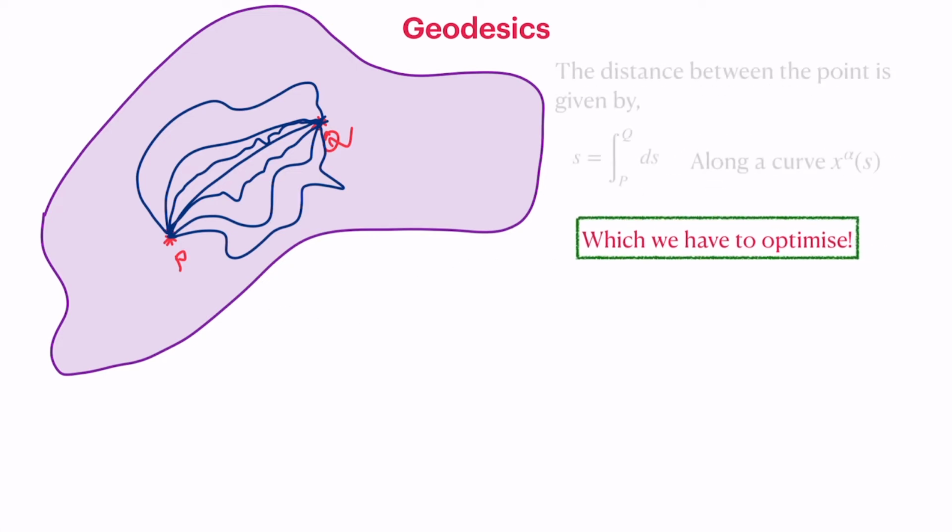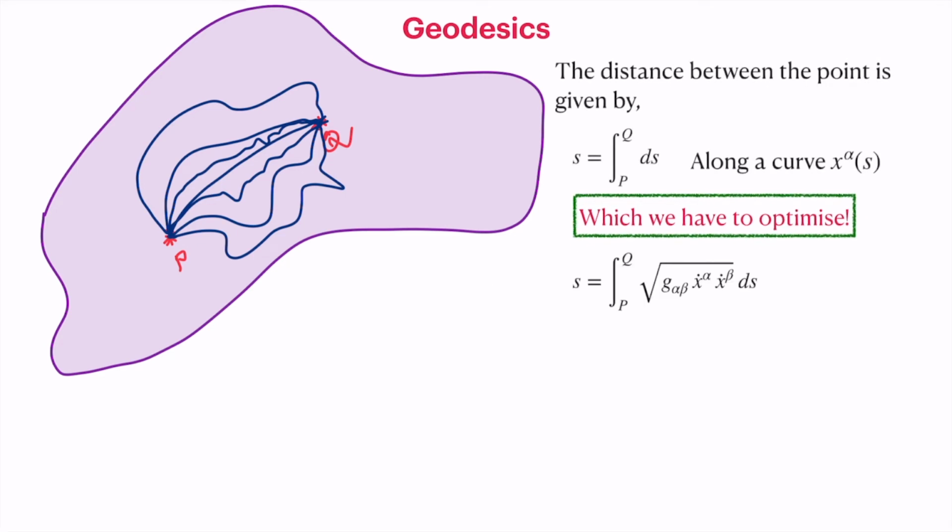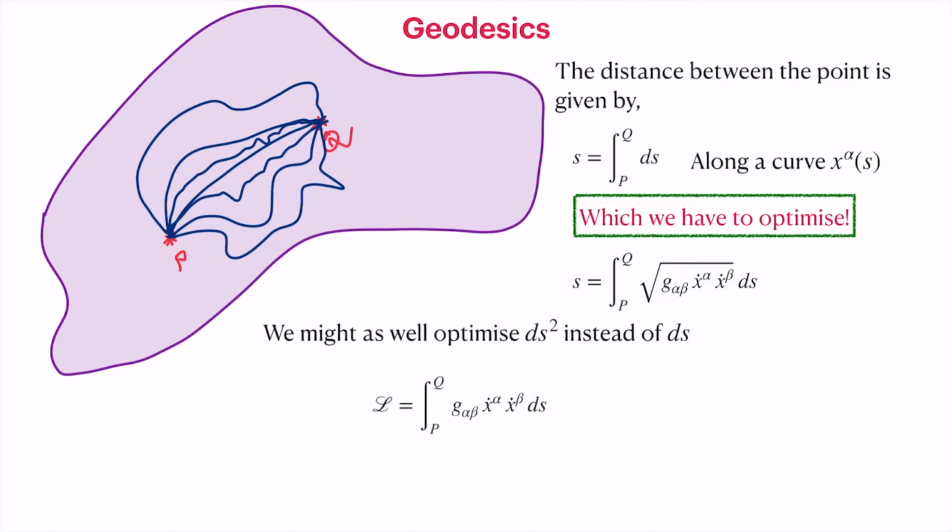We have to optimize. The optimization is basically done with the length element, that is s equal to the integral from P to Q of the square root of g alpha beta x dot alpha x dot beta ds. However, instead of carrying on with this, we do an alternative: optimize ds square, so that we can get rid of some extra terms involving ds, and assume the optimization of ds and ds square would give you the same result. With that notation, we write the arc length element, it should have been s. We optimize the integral from P to Q of g alpha beta x dot alpha x dot beta ds.